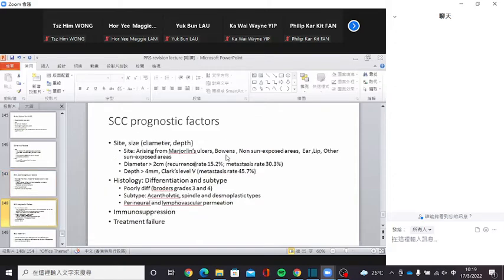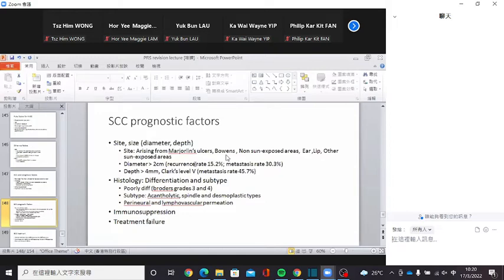So how about squamous cell carcinoma? If the lesion is arising from a Marjolin's ulcer or a Bowen's, or if it is over non-sun exposed areas, then the prognosis is worse. Of course, the diameter: if it's more than 2 cm, the rate of distant metastasis is about one third, and the recurrence rate is about one sixth. And the depth of invasion: if it's thicker than 4 millimeter, then the metastasis rate is close to 50%.